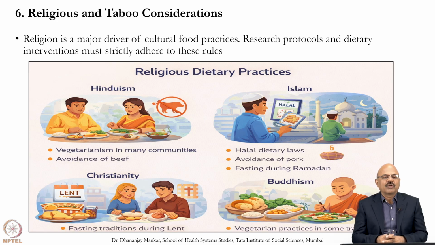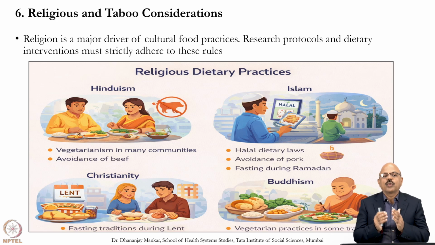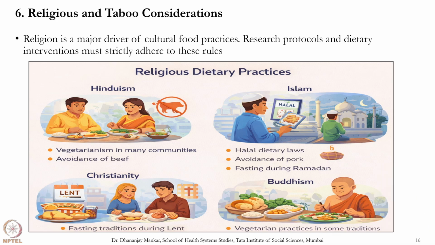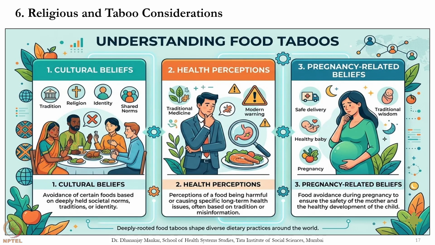Religious and taboo considerations. Religion is a major driver of cultural food practices, where research protocols and dietary interventions must strictly adhere to these rules. Hinduism follows more vegetarian food and avoidance of beef, whereas Islam has halal dietary laws, avoidance of pork, and fasting during Ramadan, which makes them more concerned about purity. Christianity emphasizes fasting traditions during Lent, and Buddhism has vegetarian practices in some traditions.